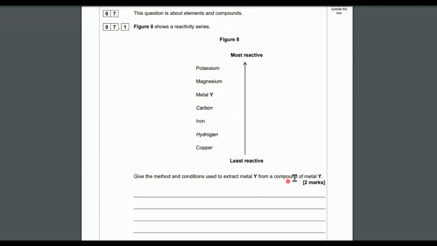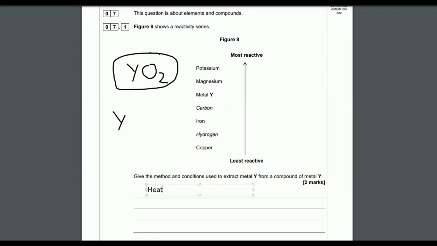There's a couple of methods we could use to get metal Y out of a compound of metal Y. You might think, what the hell are they on about? They're saying, how could you get Y away if you had like, I don't know, YO2? So if it's in a compound like YO2, how do you get the Y out? Well, you could displace it with a more reactive metal. So you could heat the compound of metal Y with magnesium in a displacement reaction.